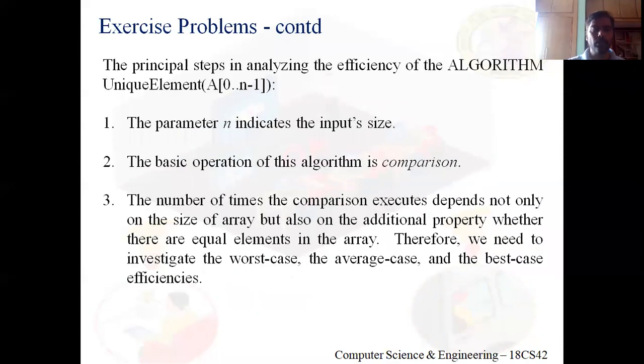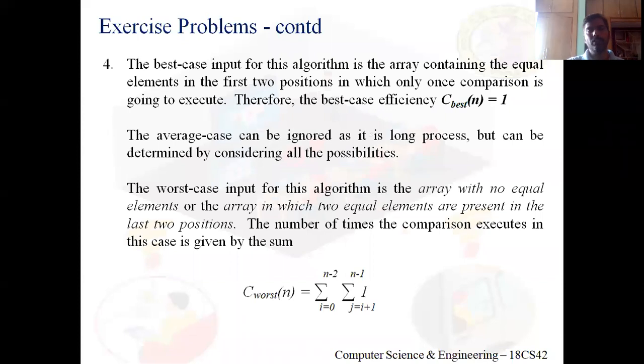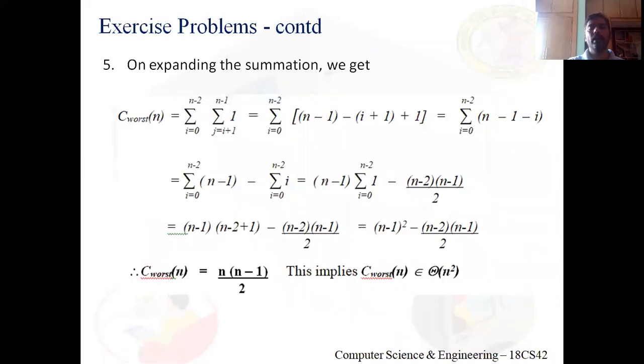In the form of summation, we are going to represent it like this: C worst of n equals summation i equal to 0 to n minus 2, summation j equals i plus 1 to n minus 1. Now, think of mathematical induction again. On solving this, you're going to get C worst of n is n into n minus 1 by 2. So C worst of n, the basic operation count in the worst case, is n into n minus 1 by 2.